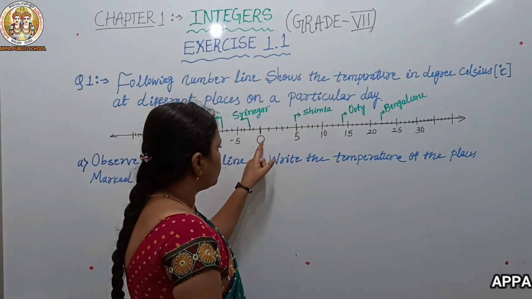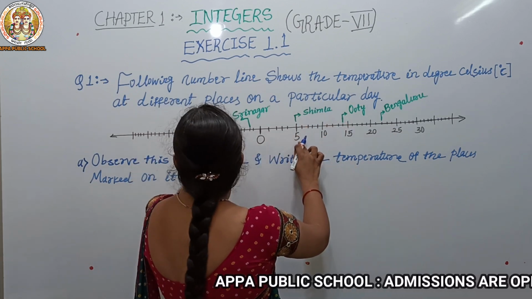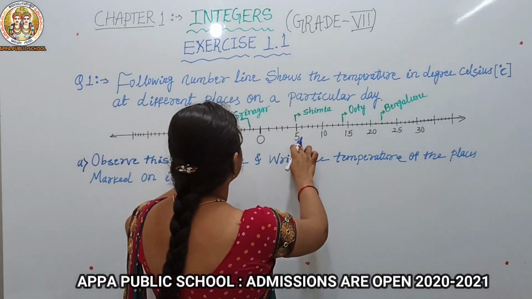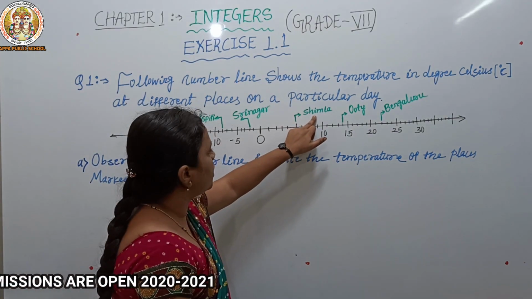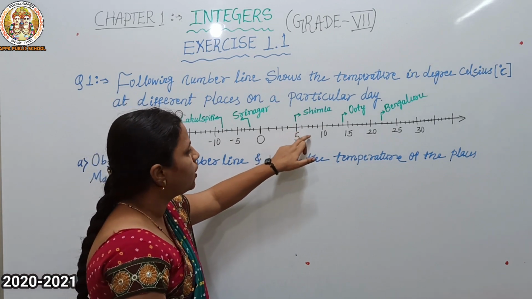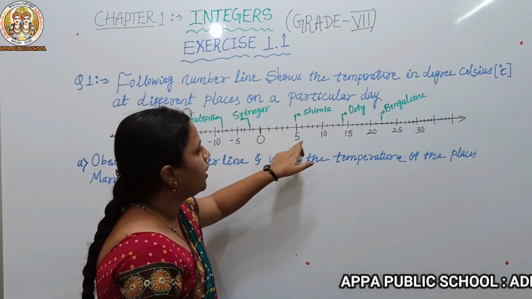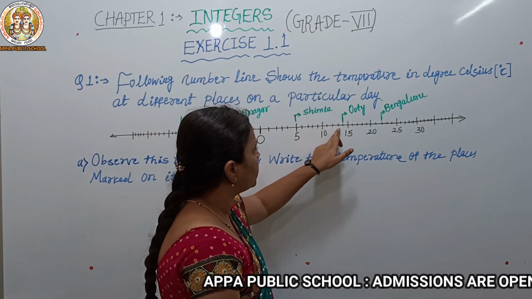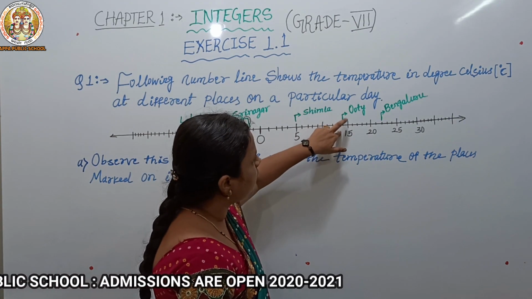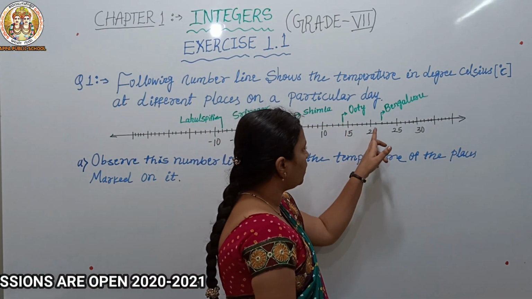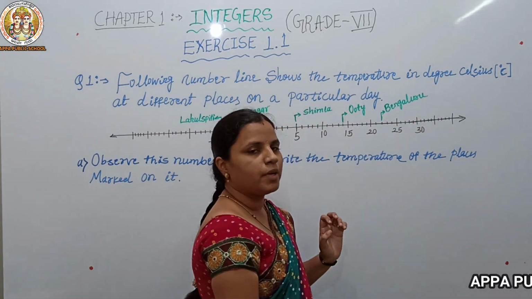Now at 5 we have a place, Shimla. So the following number line shows the temperature in degrees Celsius at different places. At Shimla we have a temperature of 5 degrees Celsius. It is positive, so it is plus 5 degrees Celsius. And see 10, 11, 12, 13, 14. At 14 degrees Celsius we have the place Ooty. Then you see 20, 21, 22. At 22 degrees Celsius we have the place Bangalore.